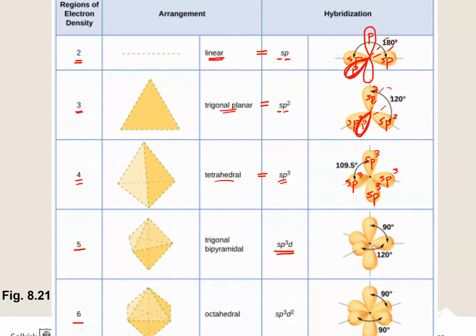Last geometry, 6 electron pair domains, octahedral. And I'm going to have to blend 6 orbitals to get it. An s, 3 p's, and 2 of the d's. And those are all arranged at the corners of an octahedron. Coincidence? I think not.